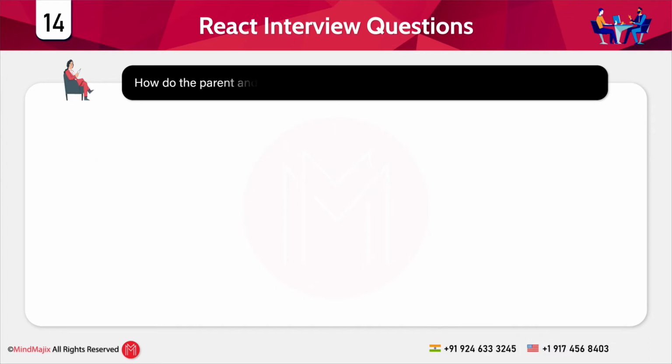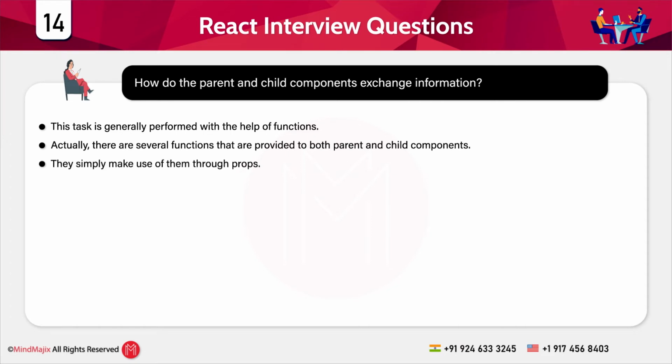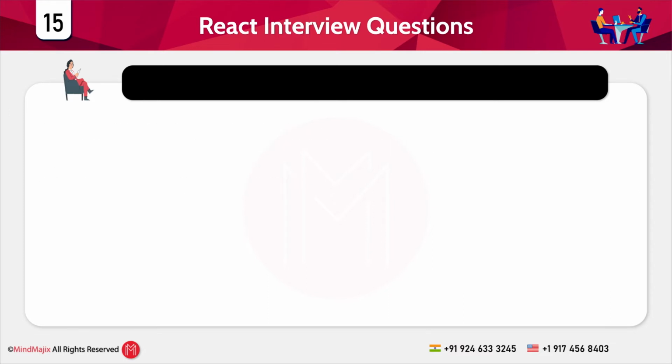The next question is, how do the parent and child components exchange information? This task is generally performed with the help of functions. There are several functions that are provided to both the parent and the child components. They simply make use of props. Their communication should be accurate and reliable. The need for the same can be there anytime, and therefore functions are considered for this task. They always make sure that the information can be exchanged easily and efficiently among the parent and the child components.